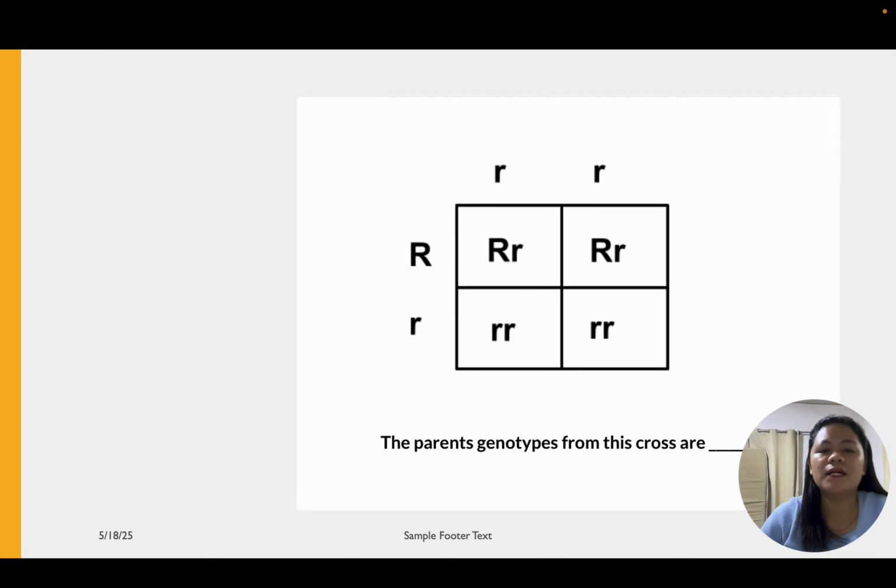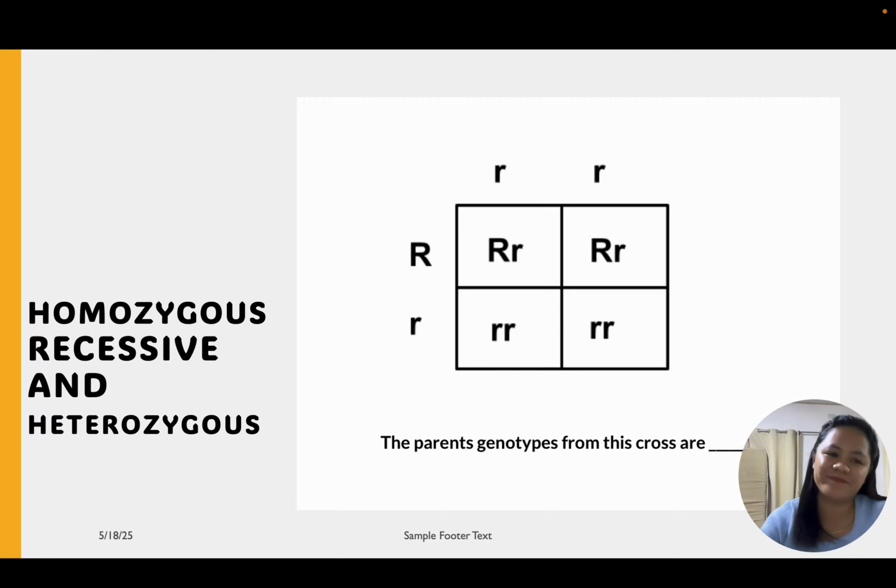So, in here, the parent genotypes from this cross are, so ano daw yung tawag dito sa kanila? Okay? So, the first one here, yung sa taas natin na parent, this is homozygous recessive. Right? Kasi small letter siya. Okay? And the same sila. Kaya homozygous recessive. And this one naman is heterozygous. So, that is the answer. Yan lang siya. Okay?